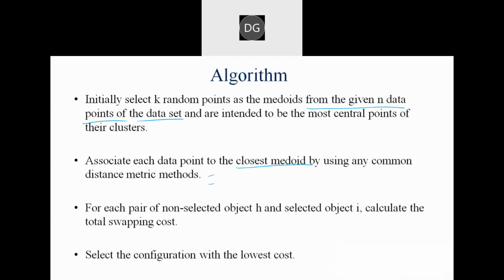Then for each pair of non-selected object H and selected object I, calculate the total swapping cost. So we will see what the swapping cost is with the example. And finally, what we will do is select the configuration with the lowest cost. Lowest cost means lowest distance.